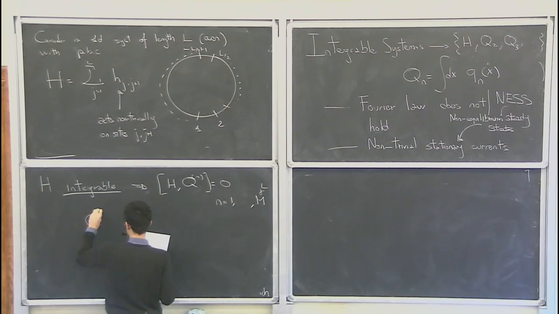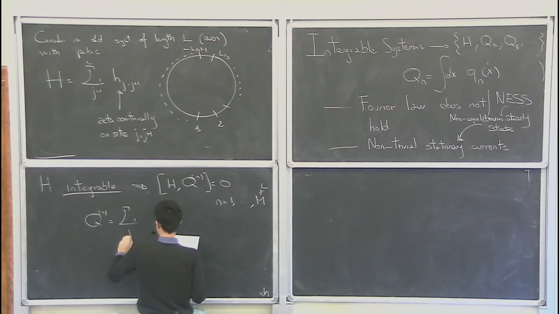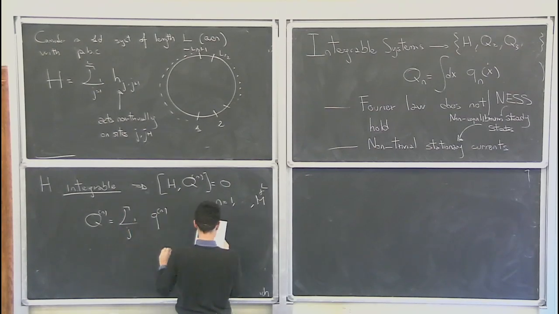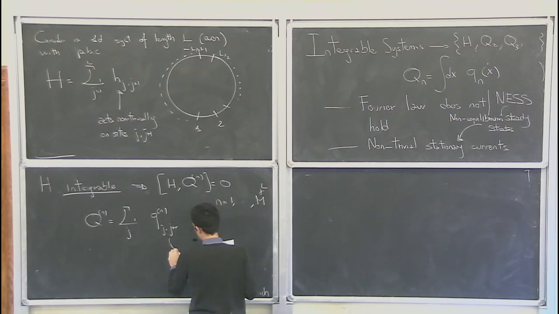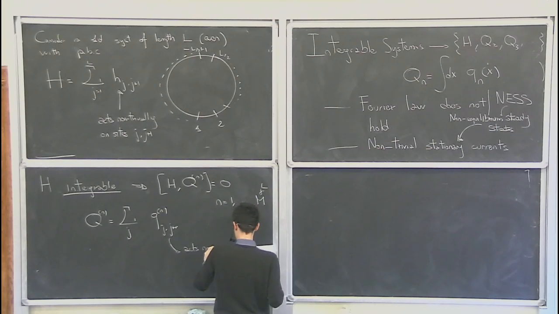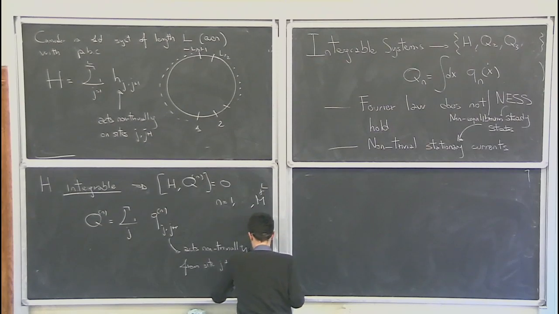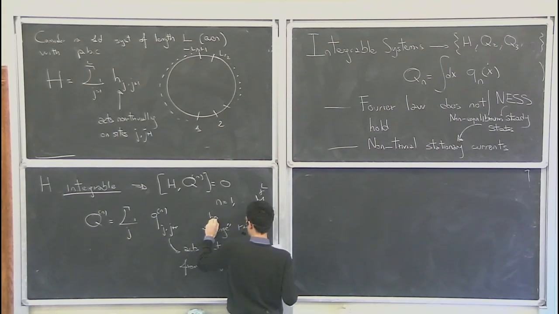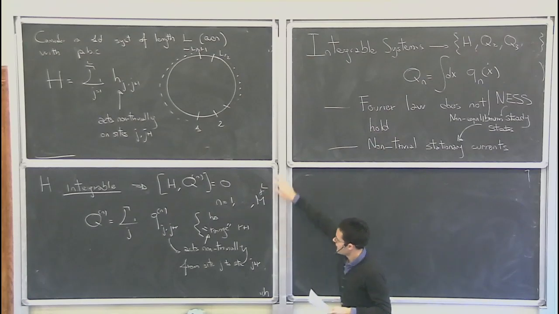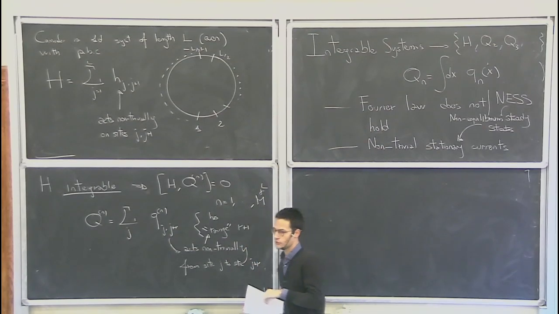And these charges are written in this way, like the Hamiltonian, but their density acts non-trivially from site j to site j plus r. Right? So it has range r plus 1. So it acts non-trivially on a bunch of spins or sites.